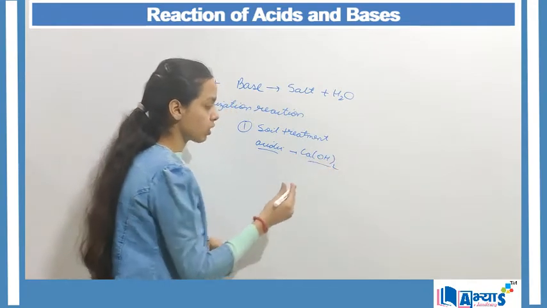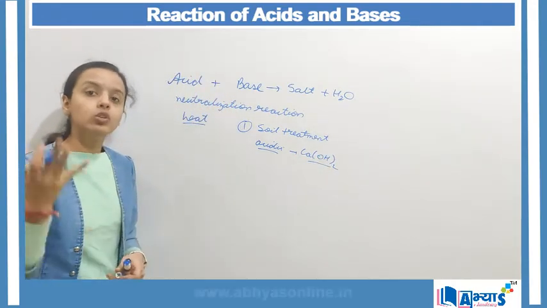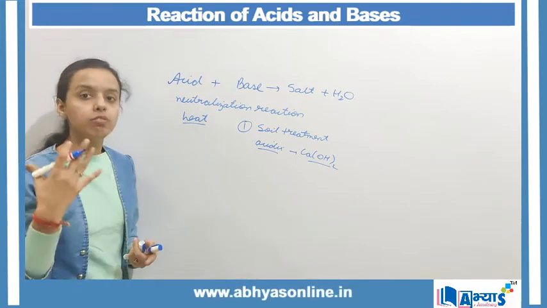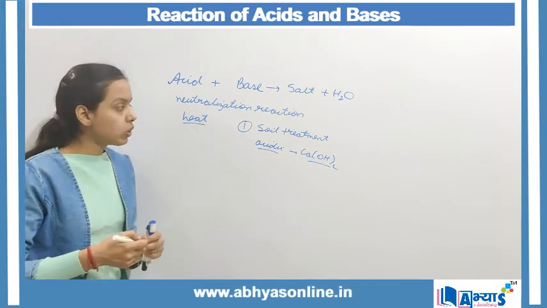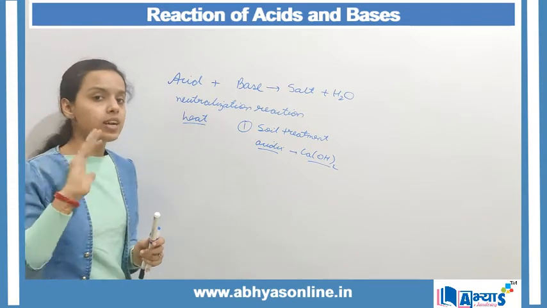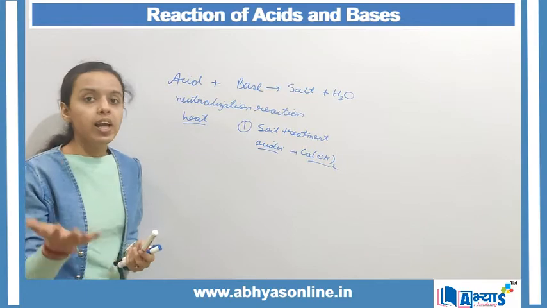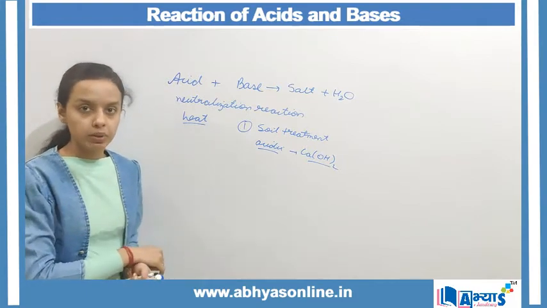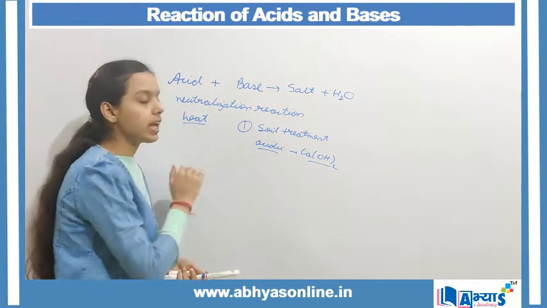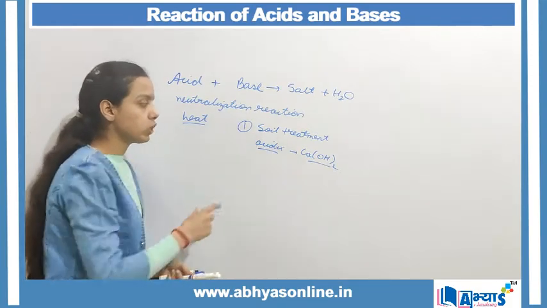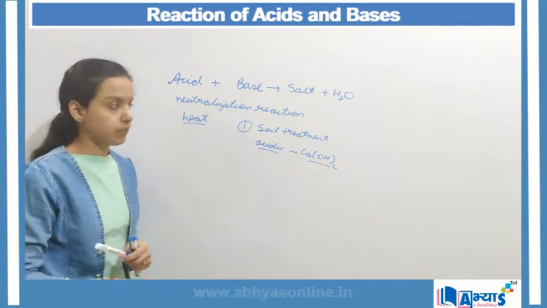Calcium hydroxide is added to the soil to neutralize the acidic effect, and that will become some sort of neutral salt. When the soil is extremely acidic or extremely basic, it is not a good soil, and good quality crops will not be grown. Hence we have to reduce this acidic content of the soil by applying a base.